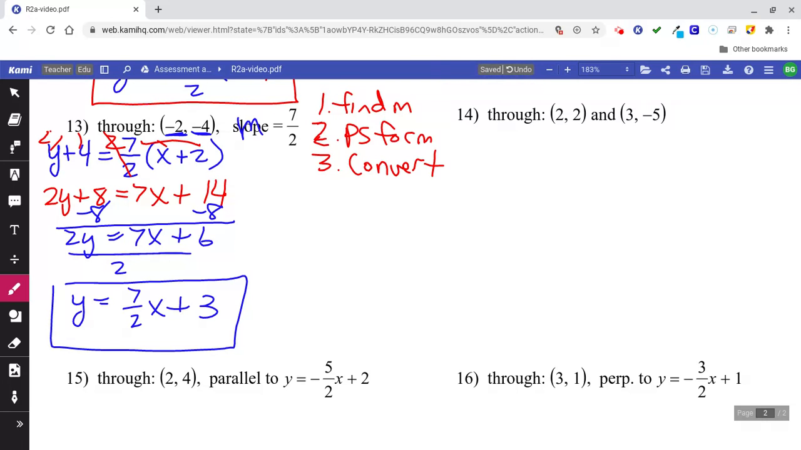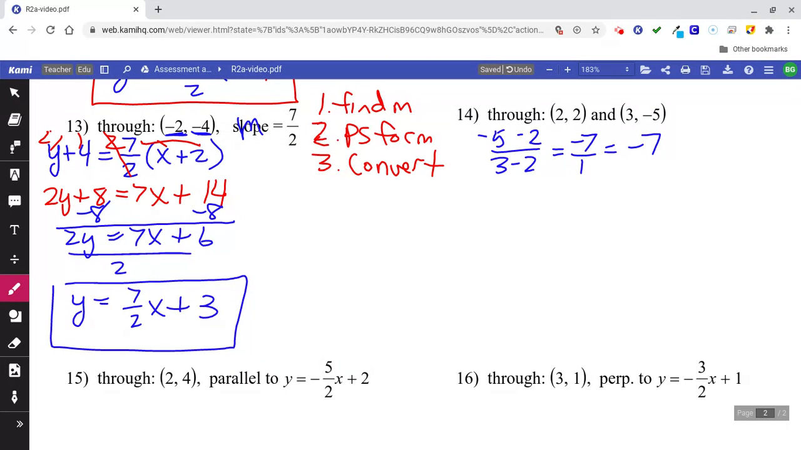Number 14. You've got 2 points, but we're still going to do the same thing. Step 1, find m. So that's where we're going to need to use our slope equation that we used in problems, I forget, at the beginning. Problems 2 and 3. Or no, 3 and 4. y2 minus y1 over x2 minus x1. That's -7 over 1. Always reduce. You get -7.